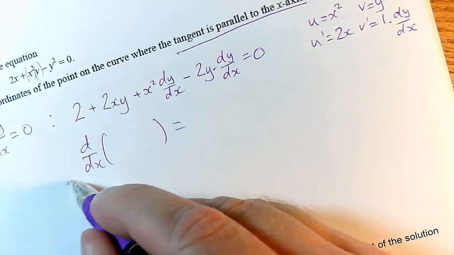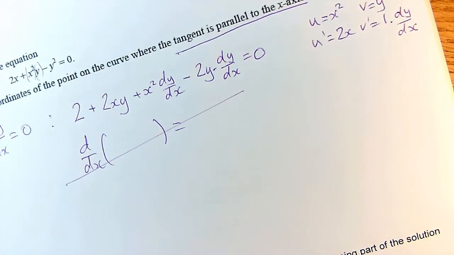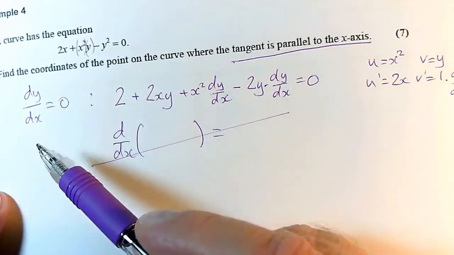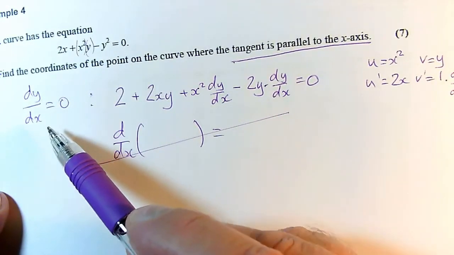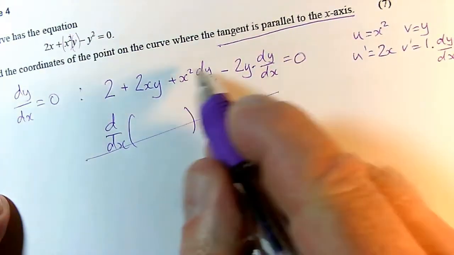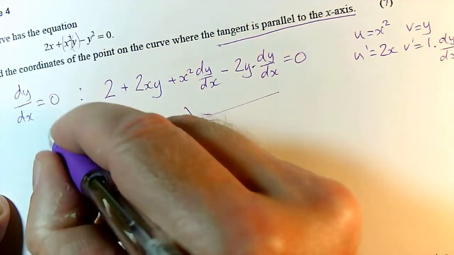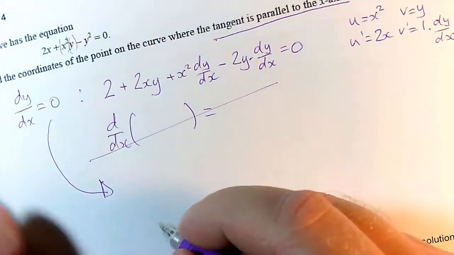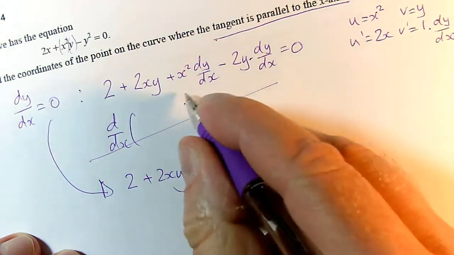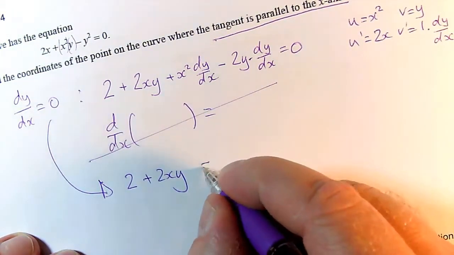But you know what? I don't actually have to do that this time. Because I'm just interested in finding a point where dy by dx is 0, I might as well just solve dy by dx equals 0. So I need to have got all the terms correct here, but now taking dy by dx equals 0, I can just say that 2 plus 2xy plus 0 equals 0.